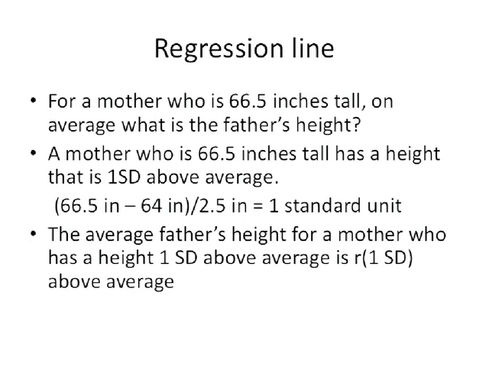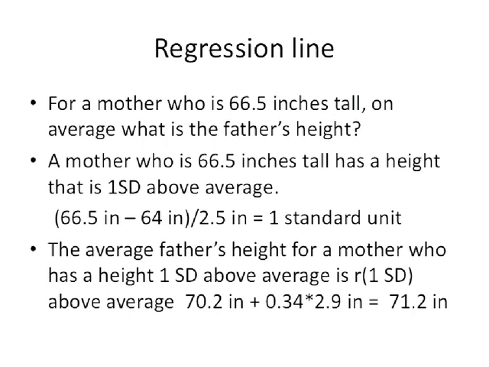So here's that calculation. The father's average is 70.2, and then we add 0.34, our correlation coefficient, times the SD for the fathers, and we get 71.2. The reason why it's a little different from when I plugged it into the regression equation is just round off to the first decimal place. So that's essentially using the regression line in a very informal way.